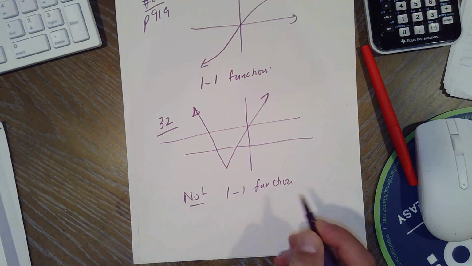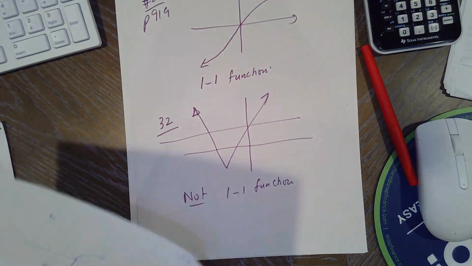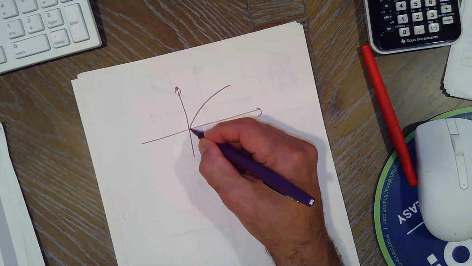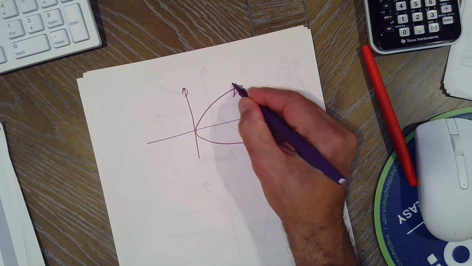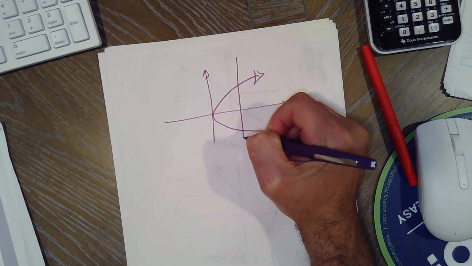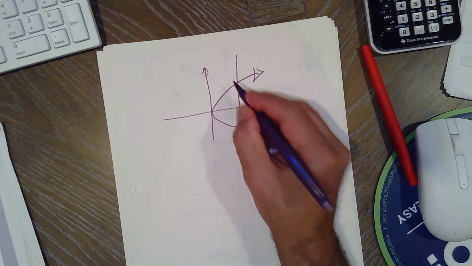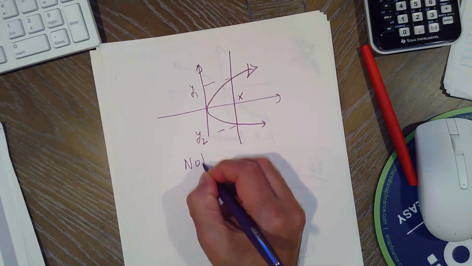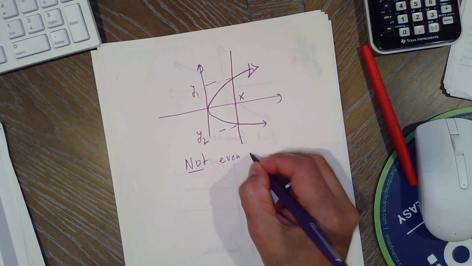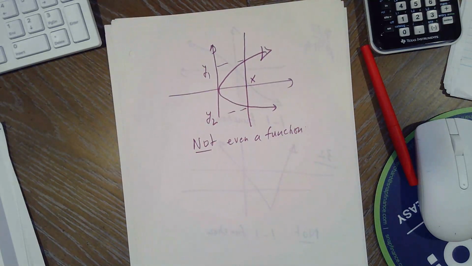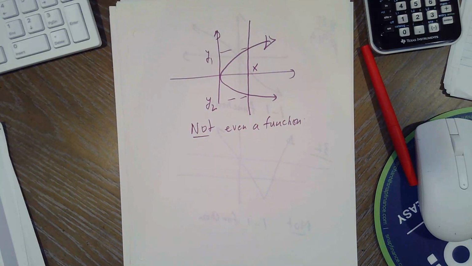Okay, it's not a one-to-one function. It does not pass the horizontal line test. If you look at a sideways parabola, is this the graph of a one-to-one function? It's not even a function. It doesn't pass the vertical line test. For this x, there are two y's, y1 and y2. So this is not even a function. Remember, a one-to-one function has to pass the vertical line test and the horizontal line test.